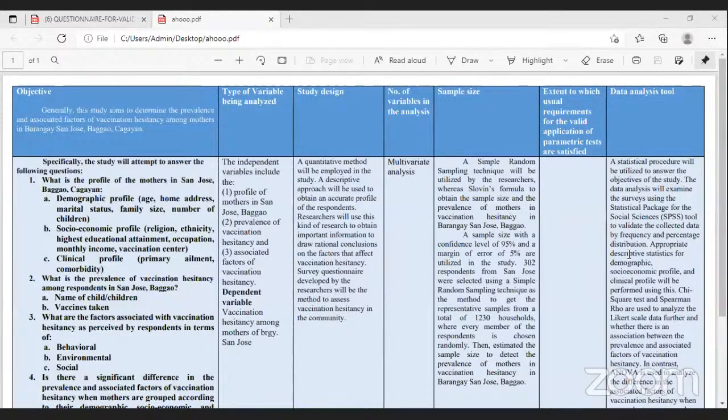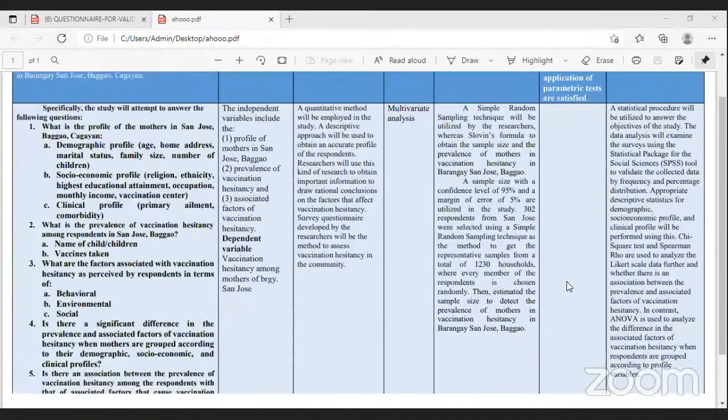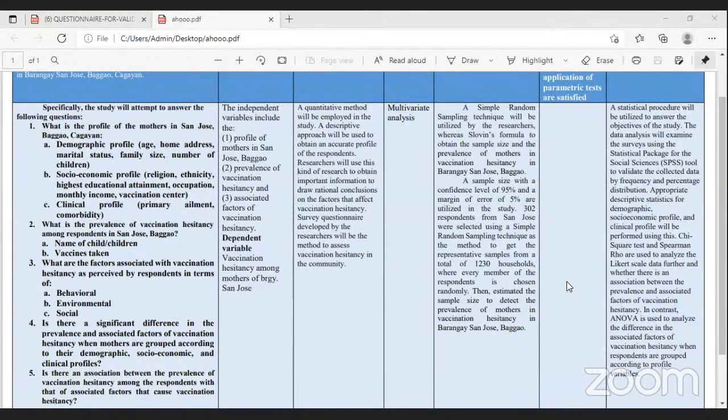Data analysis tool. A statistical procedure will be utilized to answer the objectives of the study. Data analysis will examine the surveys using the SPSS tool to validate the collected data by frequency and percentage distribution. Appropriate descriptive statistics for demographic, socioeconomic profile, and clinical profile will be performed using this. Chi-square test and Spearman are used to analyze the Likert scale data further and whether there is an association between the prevalence and associated factors of vaccination hesitancy. In contrast, two-way ANOVA is used to analyze the difference in the associated factors of vaccination hesitancy when respondents are grouped according to their profile variables. Tapos na po.